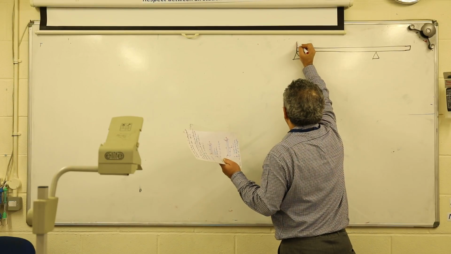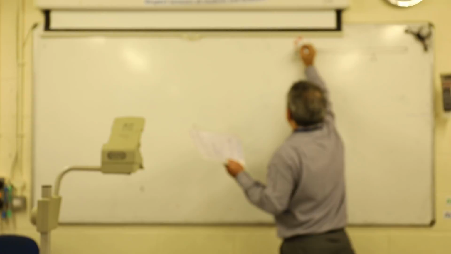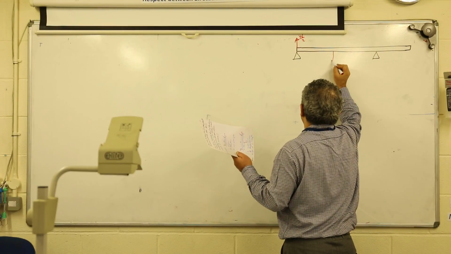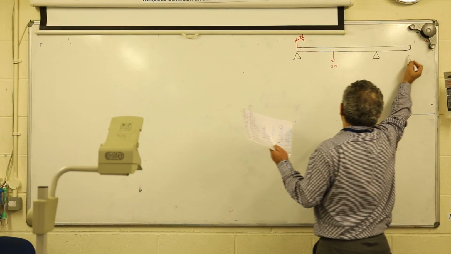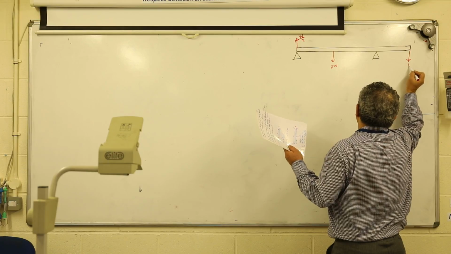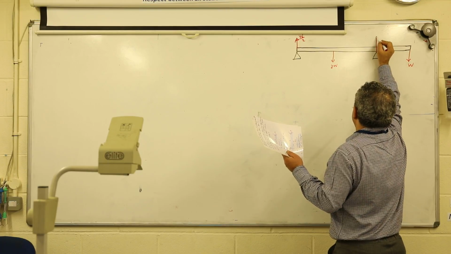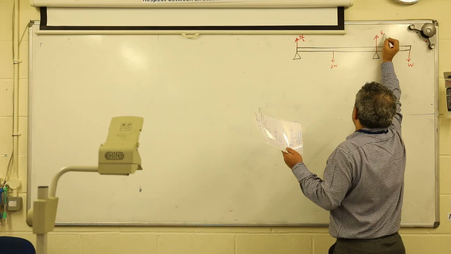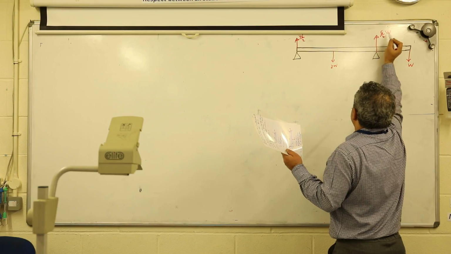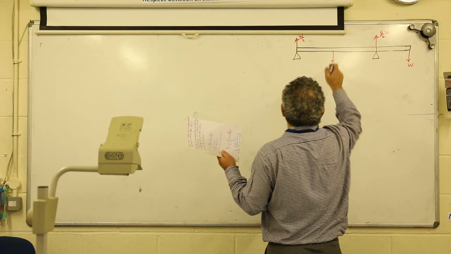Gonna be here. How big is it? That one was W over 2. This one? 5 over 2W. And the length, each one of them is A, yeah? Yeah.